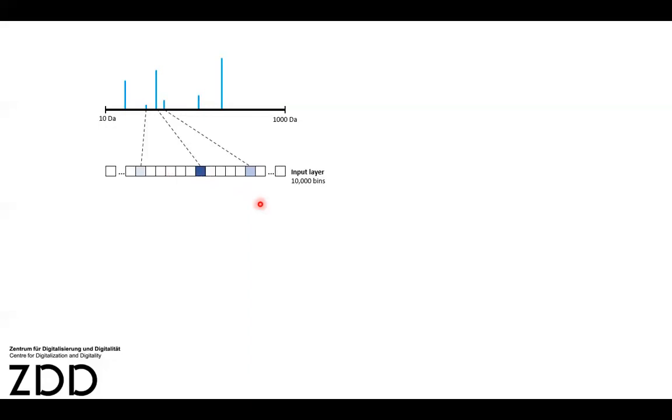And of course, that means if we have two peaks which are really close, they may end up in the same bin. That will be accepted.